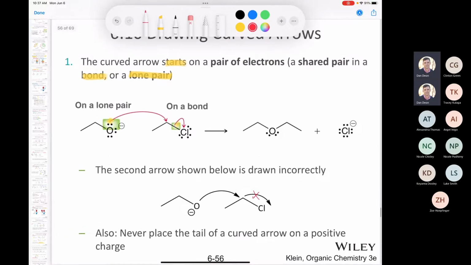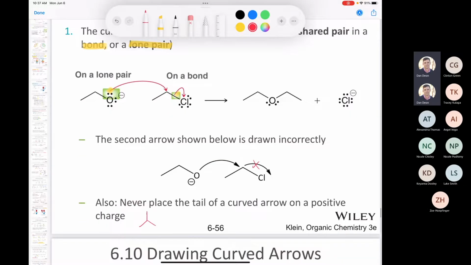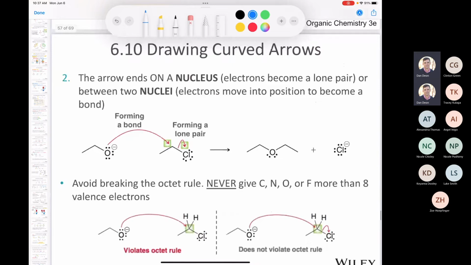Never place the tail of a curved arrow on a positive charge. That would be a big no-no. So let's say you had something like this, a carbocation. You would never start the tail of an arrow like that. That would be a huge, huge no-no. The arrow always ends on a nucleus where the electrons become a lone pair, or they end up between two nuclei, which means they're forming a bond. So one or the other.